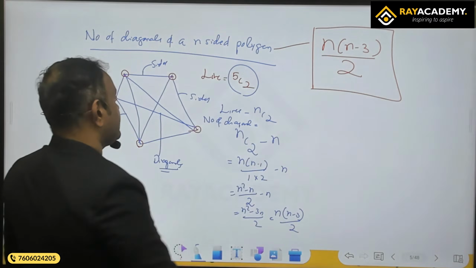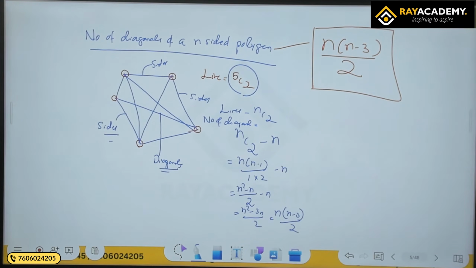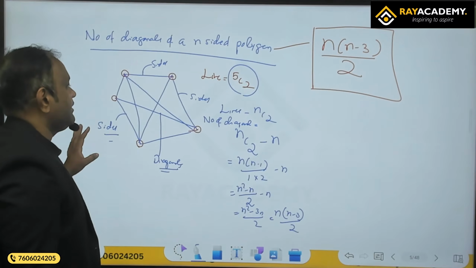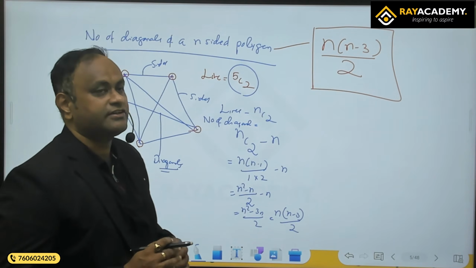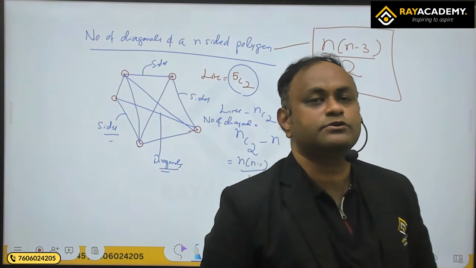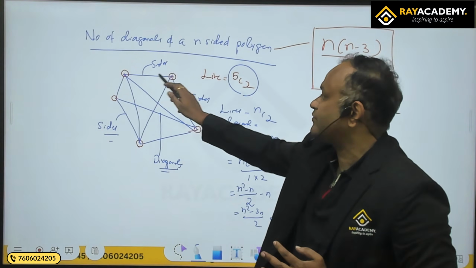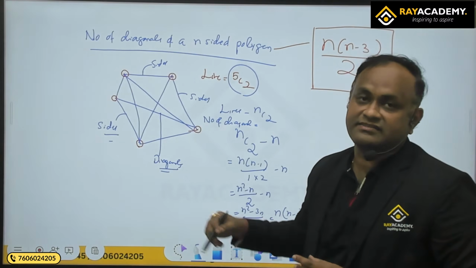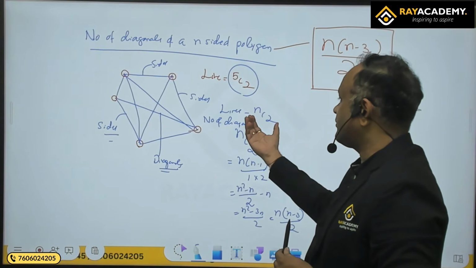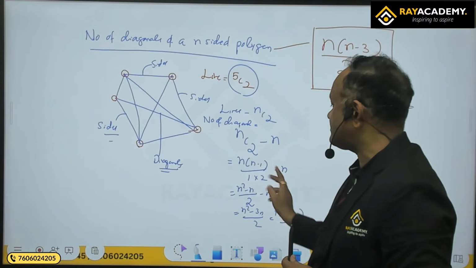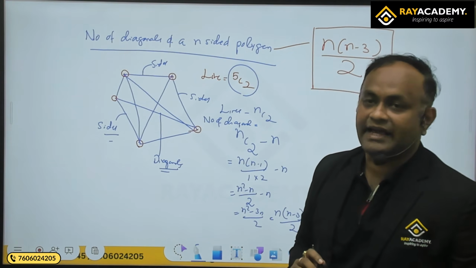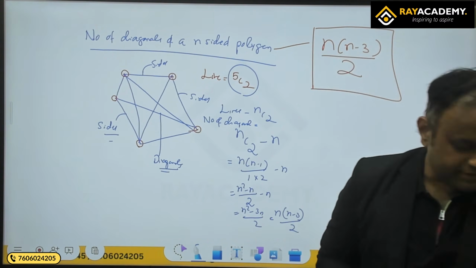But you should know how we got this number of diagonals. If you know our procedure, then if there is a slight variation in the question also you can deal with it. How do we find diagonals? First we find the number of lines, that is nC2. Some lines are sides and some lines are diagonals. So if I subtract the number of sides from the total number of lines, then the remaining things are diagonals. Okay.